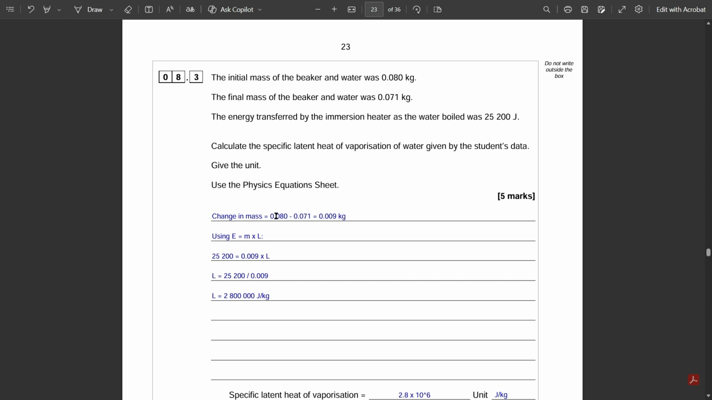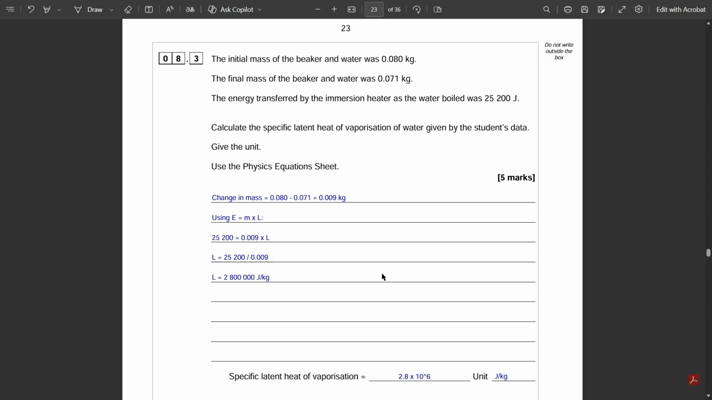And then we simply use the formula E equals mass times latent heat of fusion, or vaporization in this case, to get 25,200 equals 0.009 times the latent heat of vaporization. The latent heat of vaporization equals 25,200 over 0.009, which gets us an answer of 2.8 million joules per kilogram, or just 2.8 times 10 to the 6 joules per kilogram. You could have also given it as 2.8 megajoules per kilogram, or just messed around with the units in those ways, but this is the simplest one.